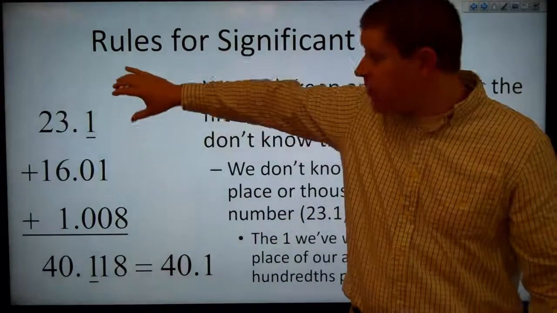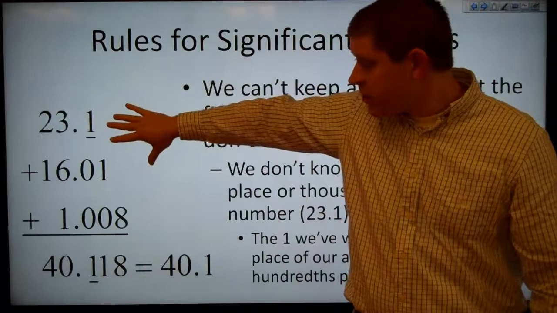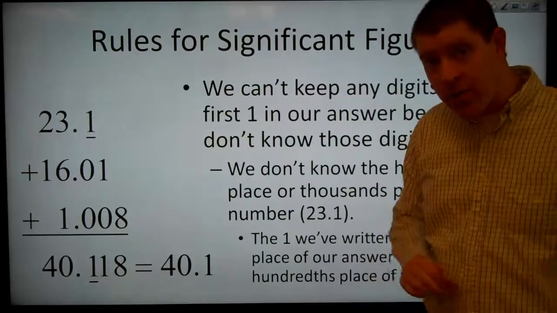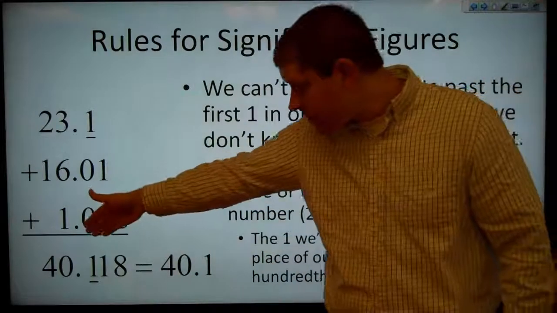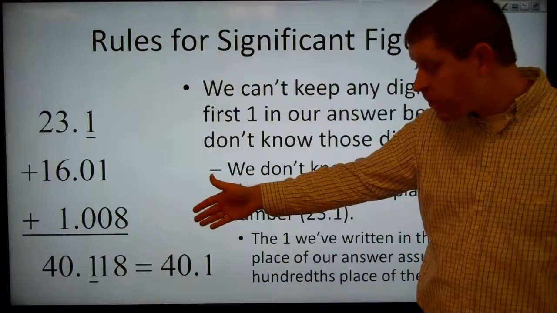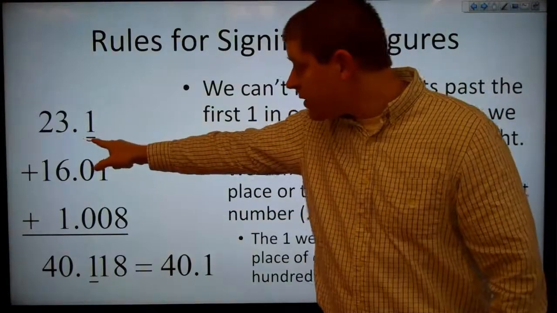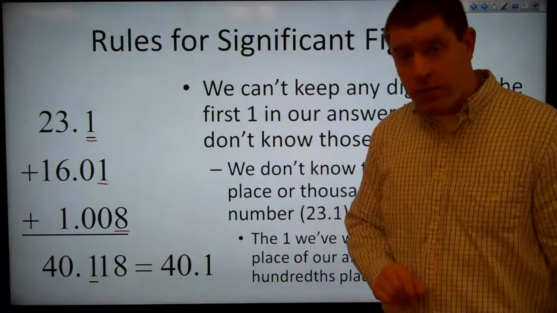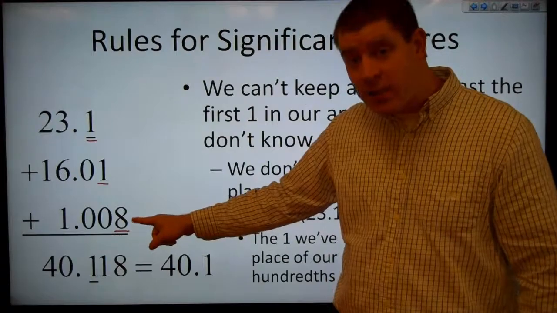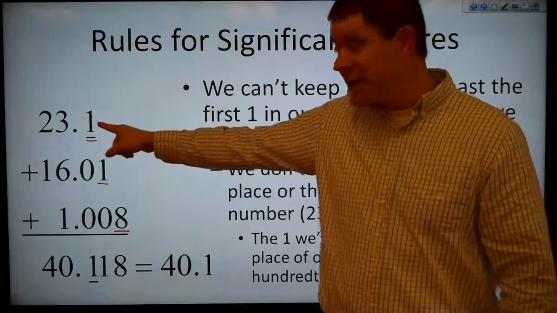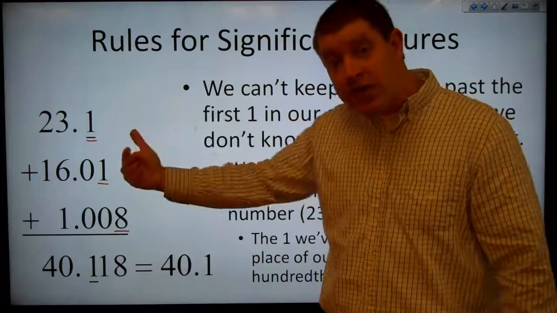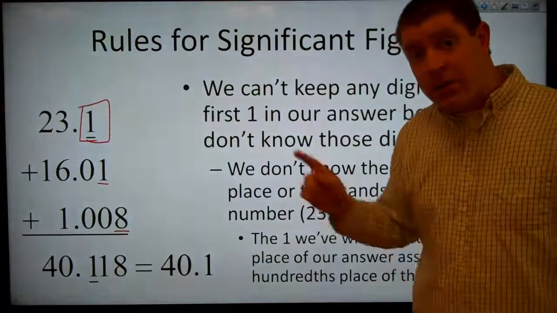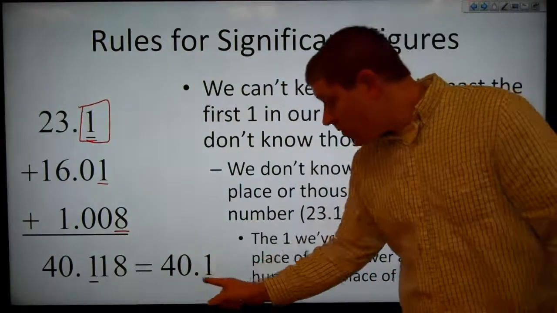Here we've got an example: 23.1, 16.01, 1.008. We're adding those up. If we just carry out the math, if we plug all these into our calculator, it will tell us 40.118. But we've got uncertainty in this digit, in that digit, and in this digit. This one is in the thousandths place, this is in the hundredths place, and this one is in the tenths place. The highest place out of those three is the tenths place. So the one that was underlined to start with is the place that we need to round our answer to. So 40.1.